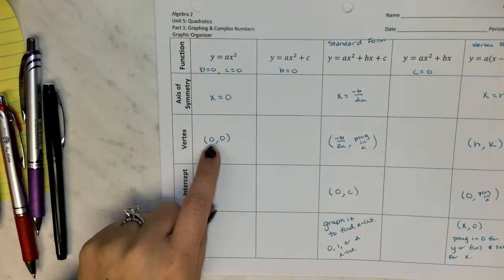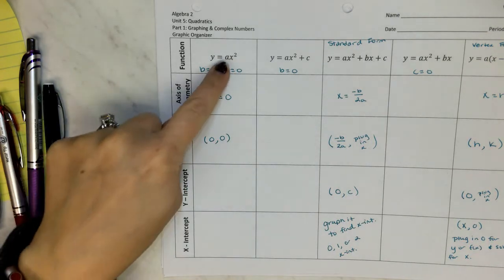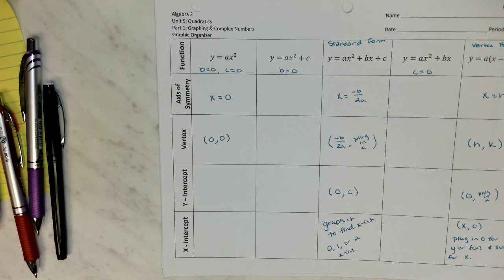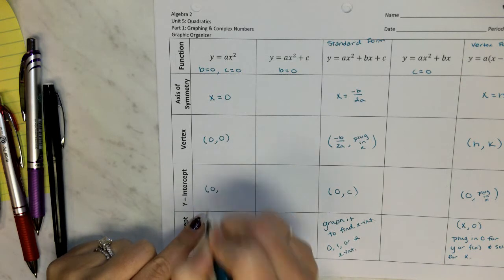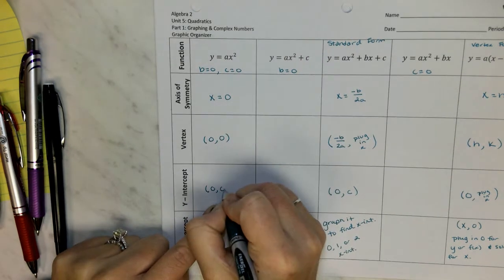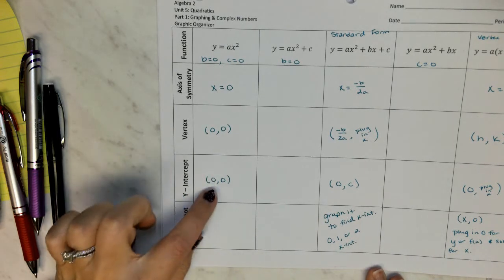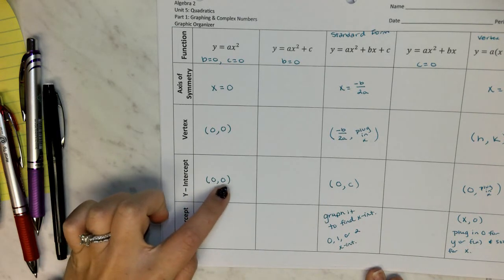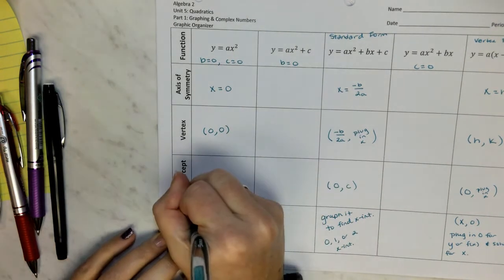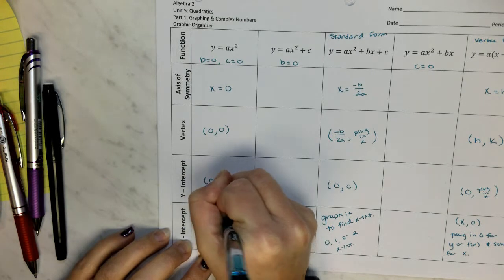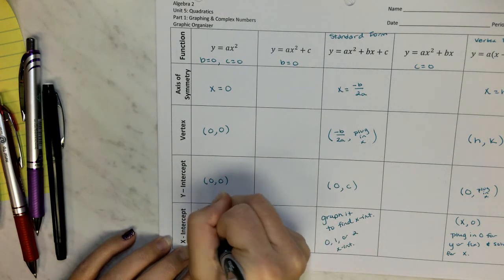This didn't have a shift. That's why your vertex is there. All it did was stretch it. Okay, that a value tells you it's going to stretch that graph. Okay, your y-intercept, if your vertex is at 0, 0, you already know what you get when you plug in 0. It's your c value, which is 0. You're at 0, 0 still. Your x-intercept, well, you have one of them. You could graph it and figure out your other one, but there's not another one because your vertex only has the one x-intercept, and it's at 0, 0.